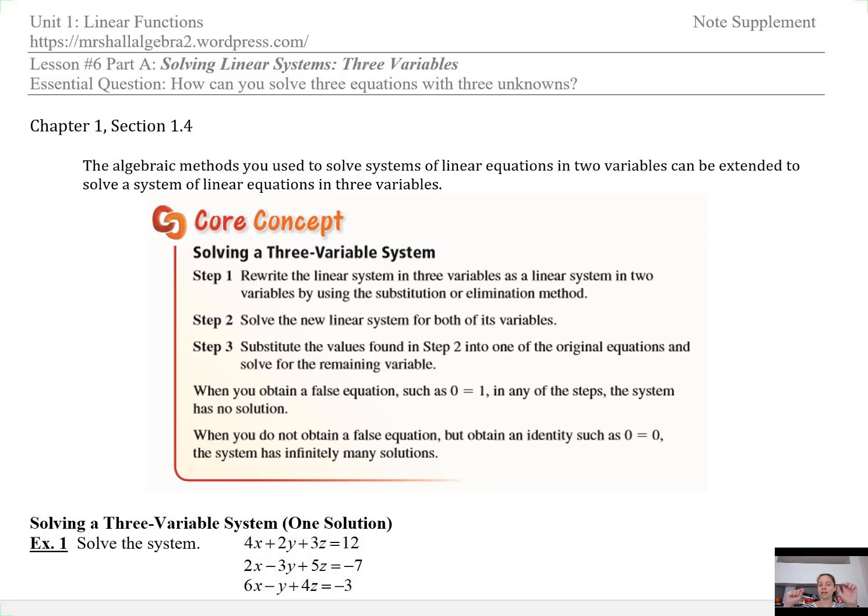Lastly, when you obtain a false equation, such as 0 equals 1 in any of the steps, the system has no solution. When you do not obtain a false equation, but obtain an identity such as 0 equals 0, the system has infinitely many solutions. In today's lesson, we're going to see one of each case. We're going to see a system with 1 solution, a system with infinitely many, and a system with no solution.